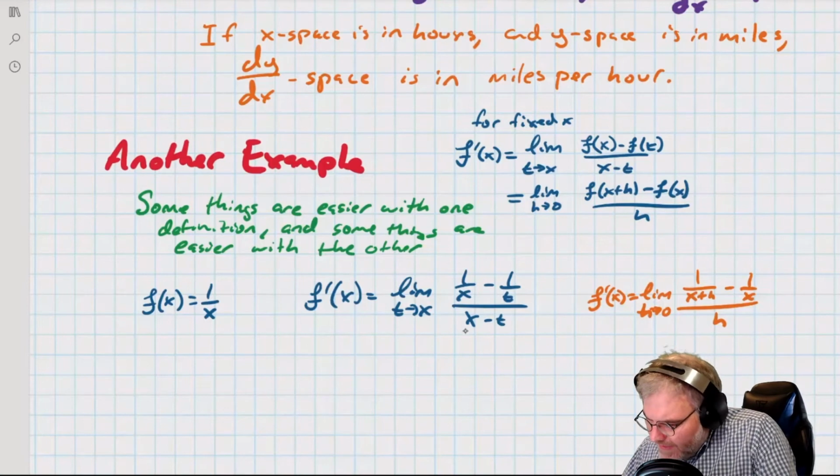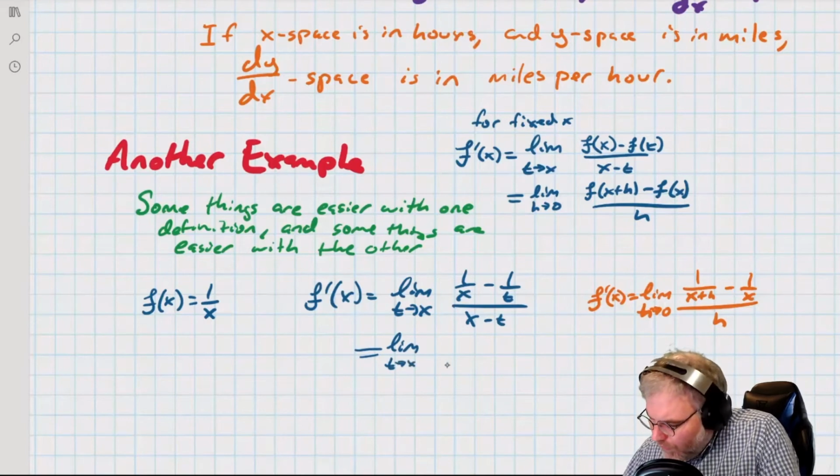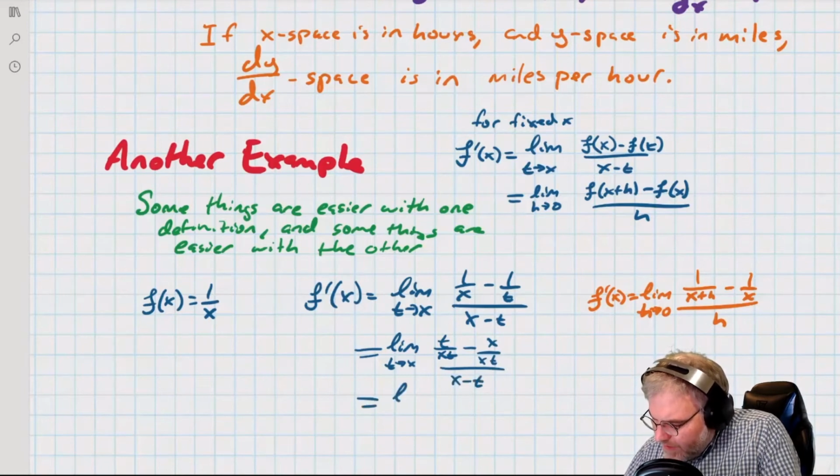Now, if I've got this one, what am I going to do? I'm going to do the limit as t goes to x. I'm going to first take them to a common denominator. So I'm going to wind up with t over xt minus x over xt all over x minus t. And that's going to be the limit as t goes to x, okay, of t minus x all over xt all over x minus t.